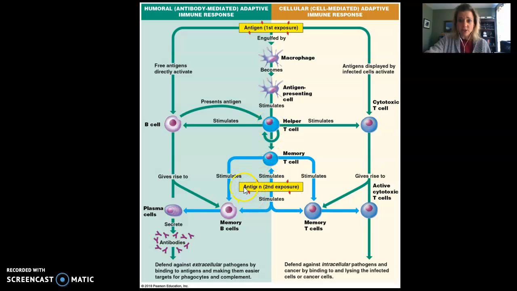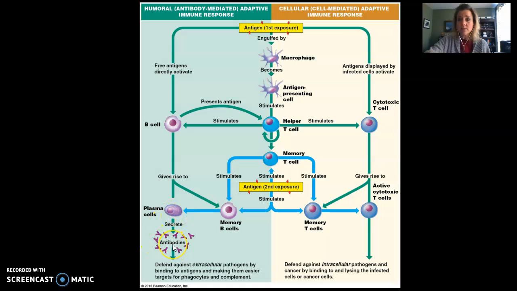If the antigen enters our body again, here during the second exposure, it's going to stimulate memory T cells to stimulate memory B cells. It's going to stimulate memory T cells to stimulate other memory T cells to proliferate into cytotoxic T cells. It's going to stimulate the memory B cells to proliferate into plasma cells and to secrete antibodies very quickly and in very large quantities.